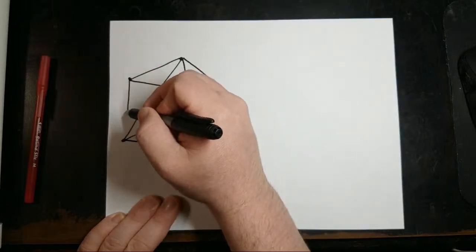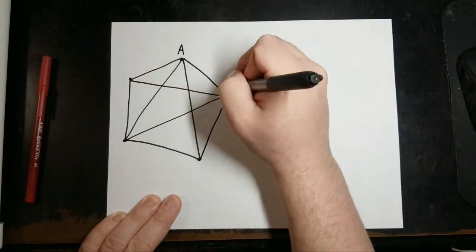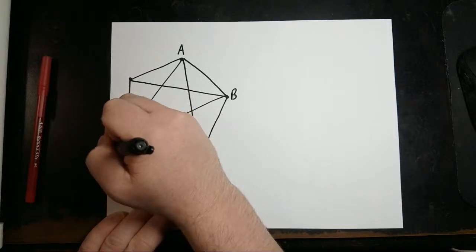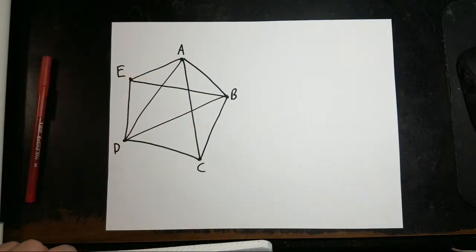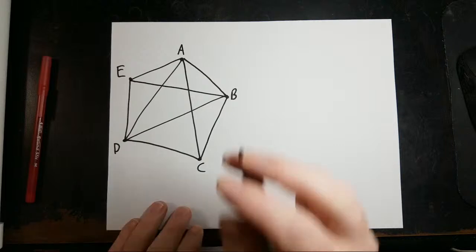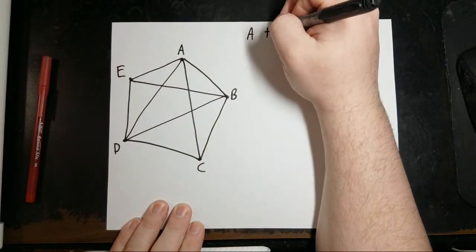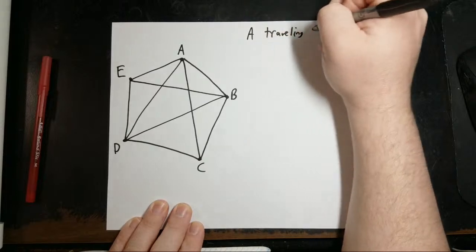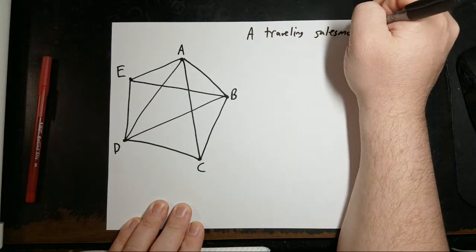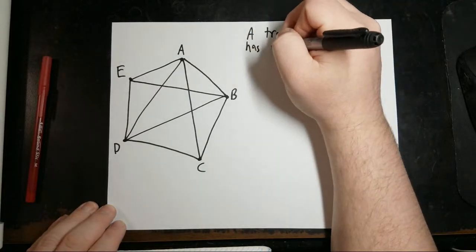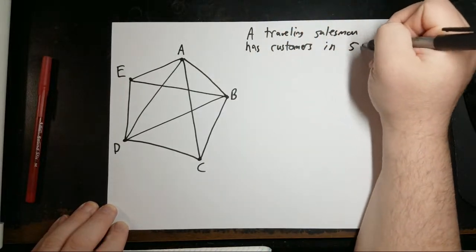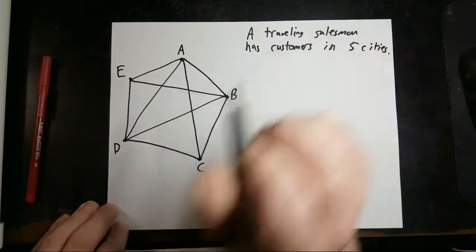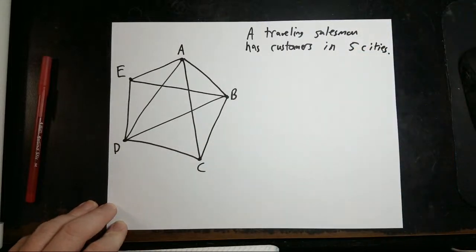In total, there are 10 connections. I'm going to set this up, but now here's what's going to happen. There's a traveling salesman. Here's the scenario. A traveling salesman has customers in 5 cities. Okay?